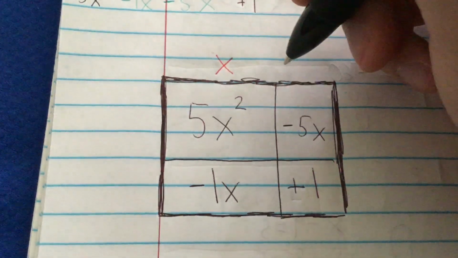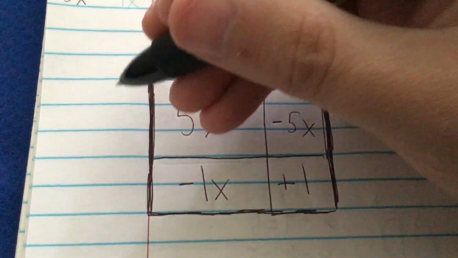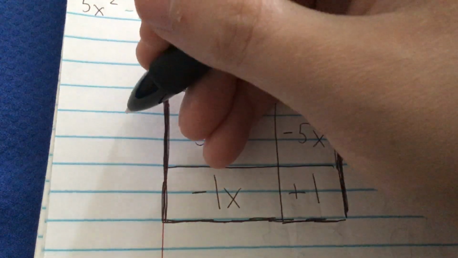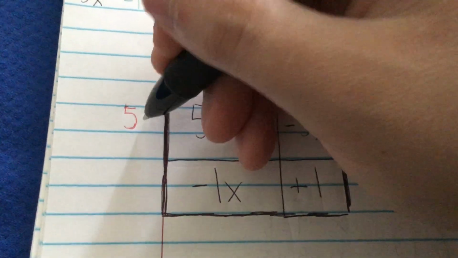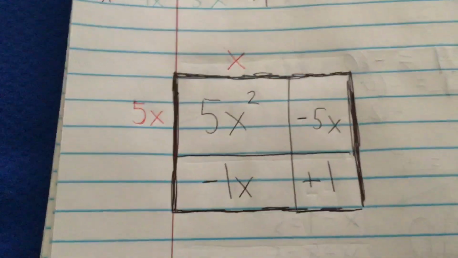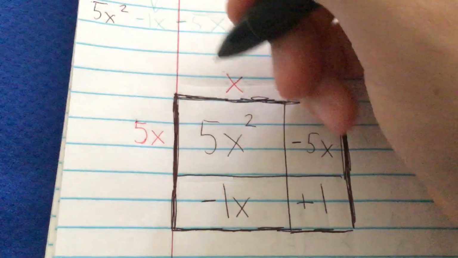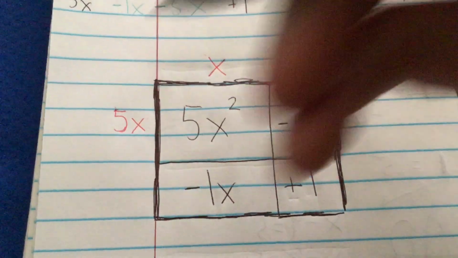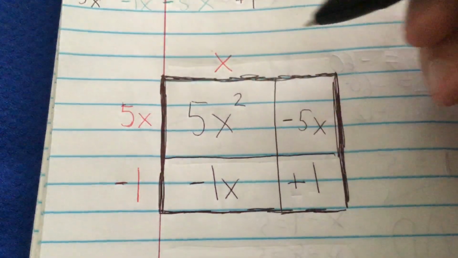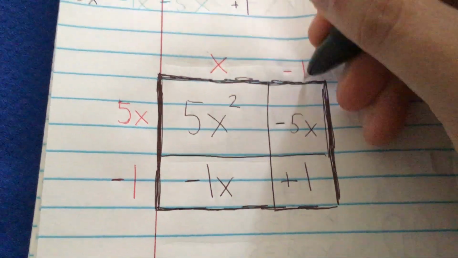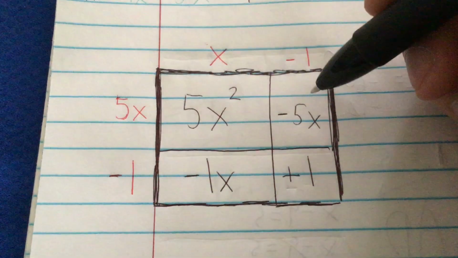Now, I'm going to let the 3 pieces fall like dominoes. x times what is 5x squared? 1 times 5 is 5. x times x is x squared. So x times 5x is 5x squared. x times what is negative 1x? Negative 1. All right. 5x times what is negative 5x? Negative 1. So 5x times negative 1 is negative 5x.